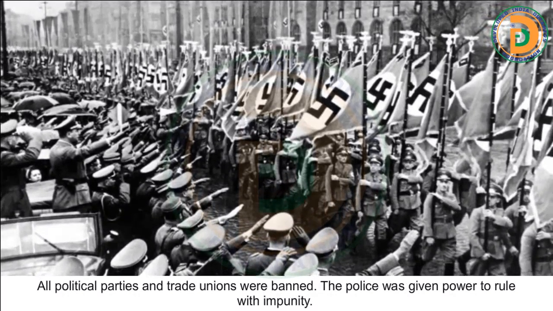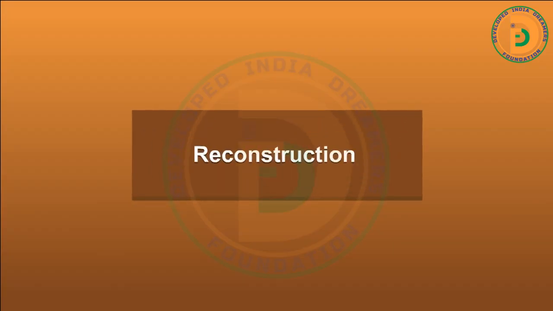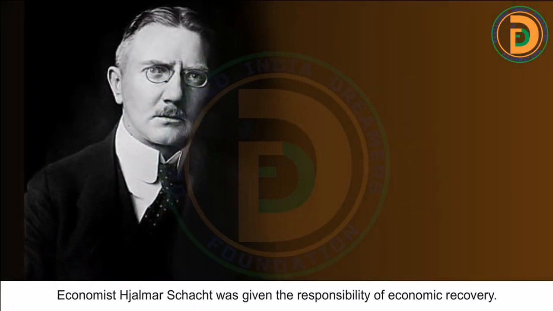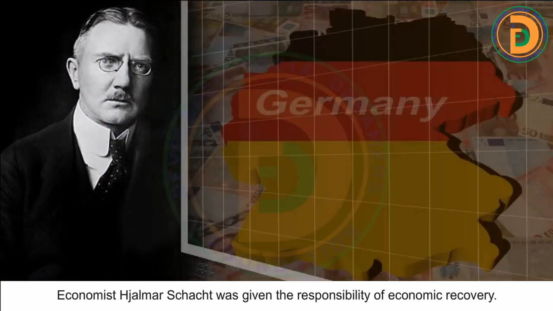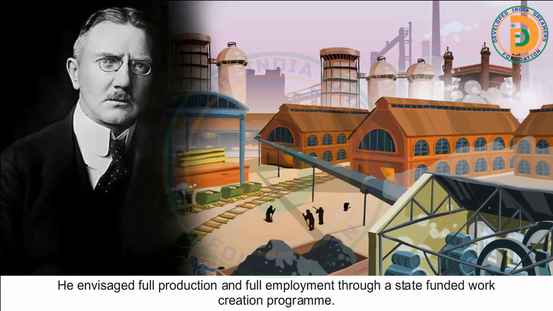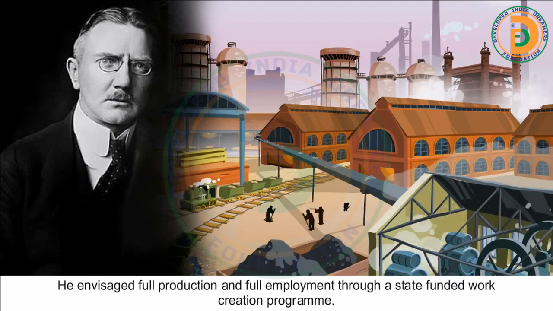All political parties and trade unions were banned. The police was given power to rule with impunity. Reconstruction. Economist Hjalmar Schacht was given the responsibility of economic recovery. He envisaged full production and full employment through a state-funded work creation program.